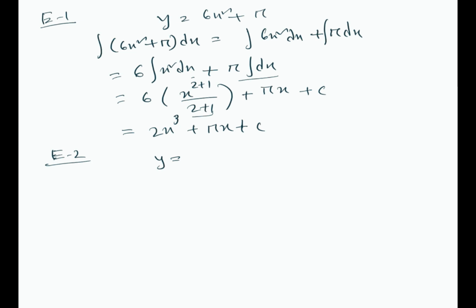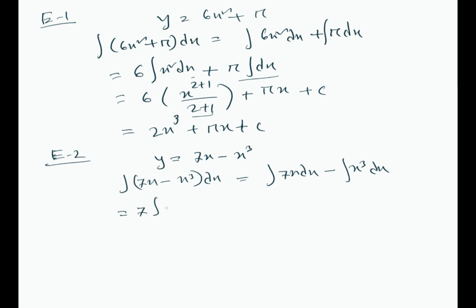So our function y is equal to 7x minus x cubed. Okay, so the integral of this function, 7x minus x cubed dx, we can rewrite as the integral of 7x dx minus the integral of x cubed dx, right? We can factor out this constant. Okay, 7 times the integral of x dx minus the integral of x cubed dx, and then we can put a bracket.